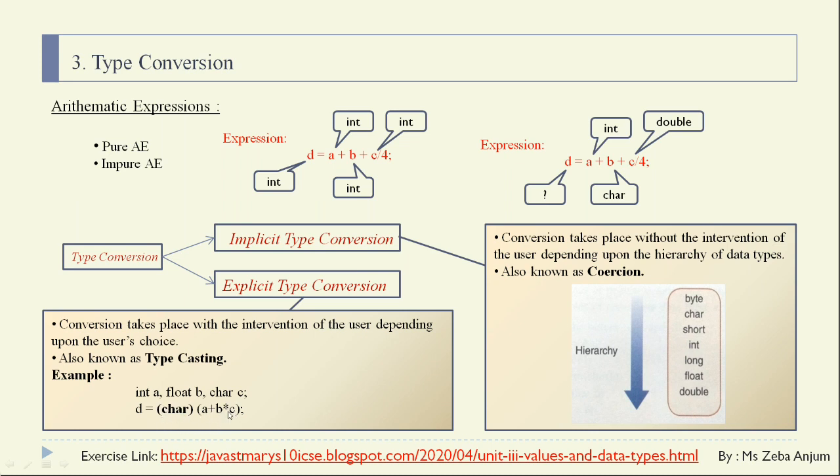So any kind of data type you are having is being converted into character, and your d is of character data type over here also. So we are writing char over here, so it means it is the user's choice. If we neglect this char, then it becomes implicit data type conversion.